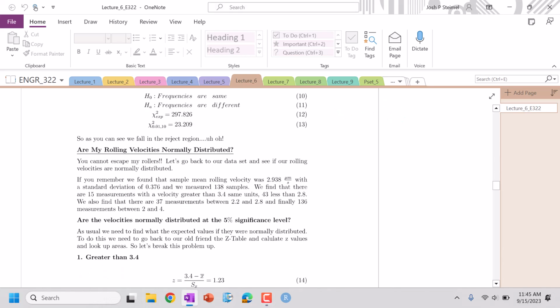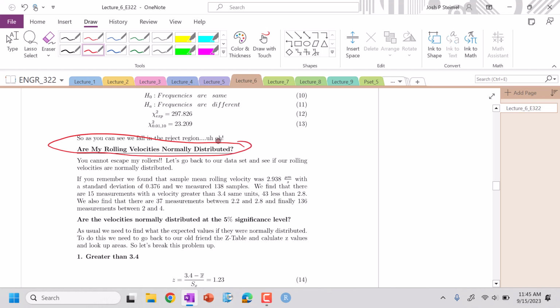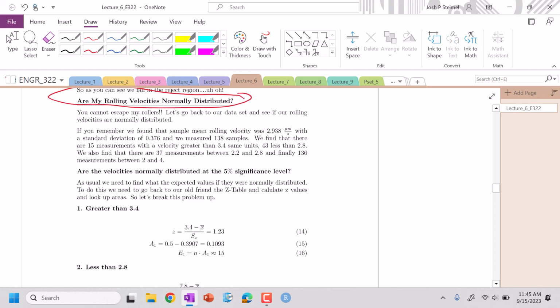Hi everyone, we are back, and now we're going to answer the question: are my rolling velocities normally distributed? So, we're going way back. We had our rolling velocities here, with their standard deviation, 138 samples.